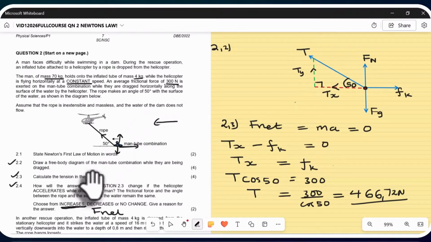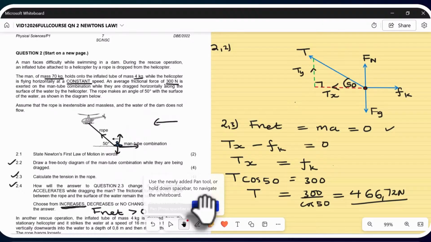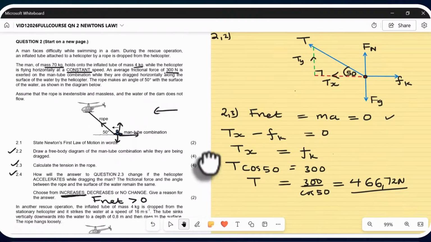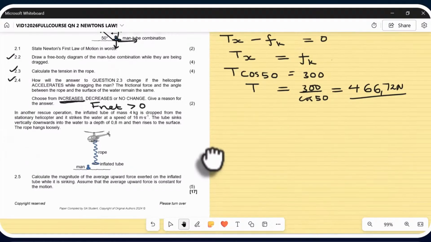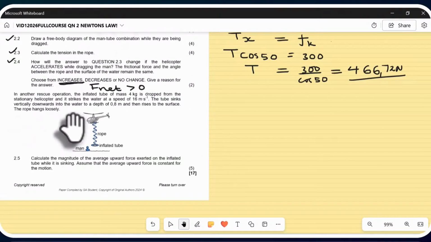Okay, so next question here. They say in another rescue operation the inflated tube of mass 4 kg is dropped from the stationary helicopter, and it strikes the water at a speed of 16 meters per second. The tube sinks vertically downwards into the water to a depth of 0.8 meters and then rises to the surface. The rope hangs loosely. This is the main here. This is now the tube we're talking about.